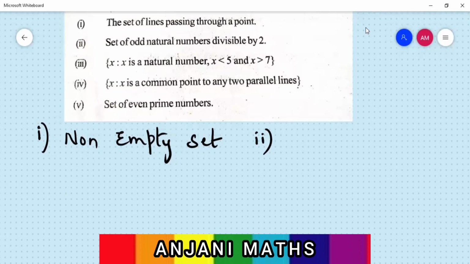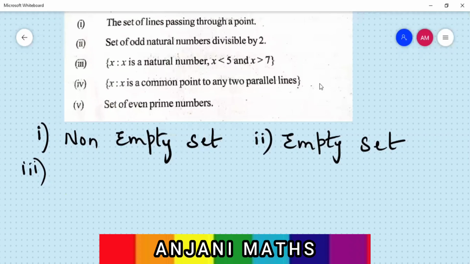Yeah, we discussed the same problem in the previous class, isn't it? So we don't have any odd number divisible by 2. So empty set. What's the third one, ma? Empty set, ma'am. X is less than 5 and X is greater than 7.